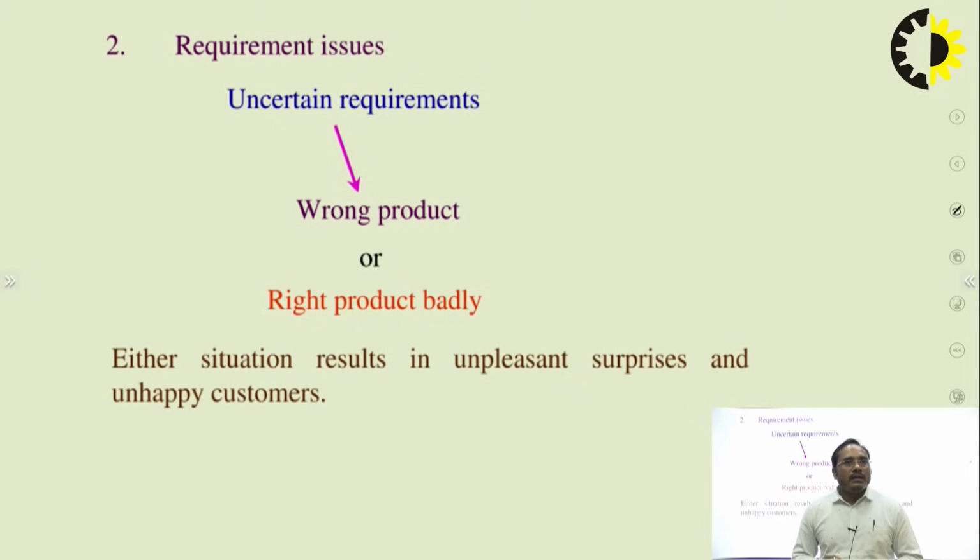Now move to the second point, that is requirement issues. What requirements are basically required by the developer to develop a project? If the requirement is not fulfilled, then definitely the project will suffer. Uncertain requirements and the wrong product will occur and create problems. Right product badly: what product you are going to use, if you are not up to date about that particular project, maybe it will create a problem.